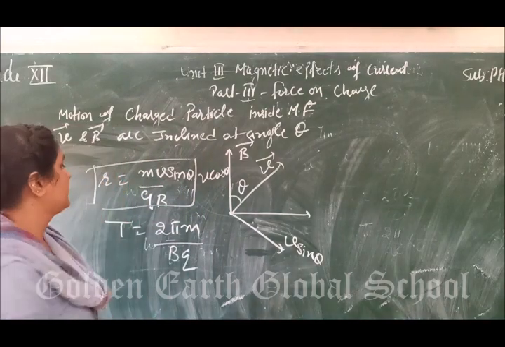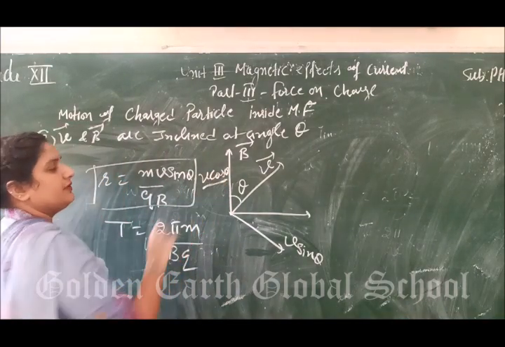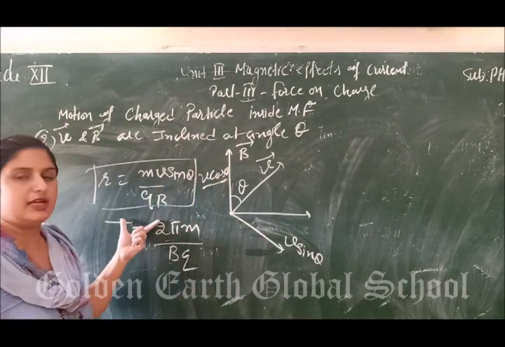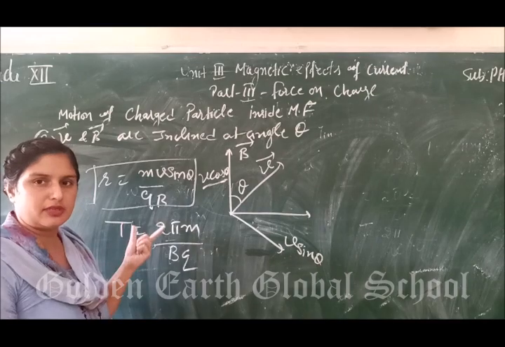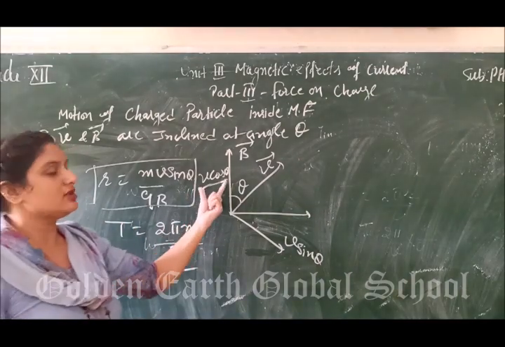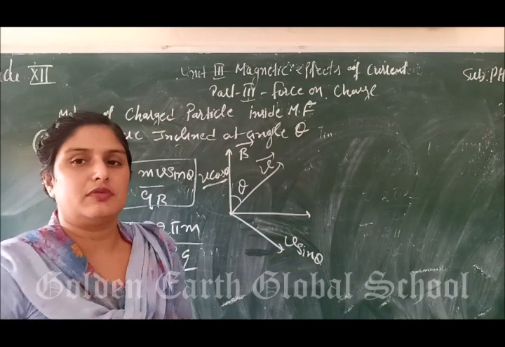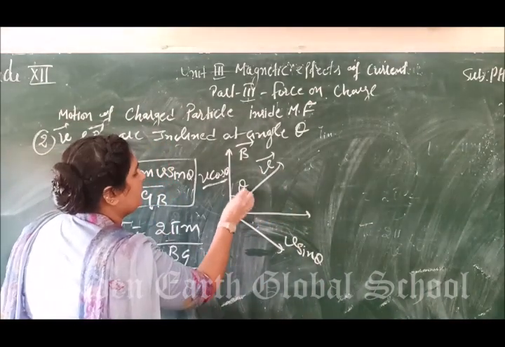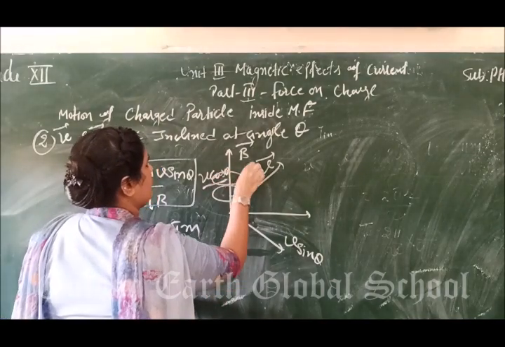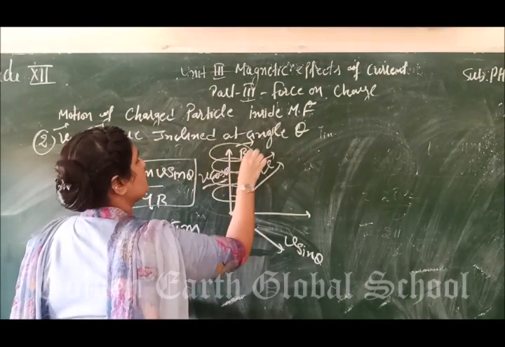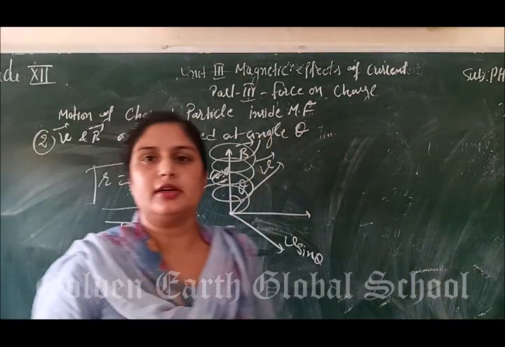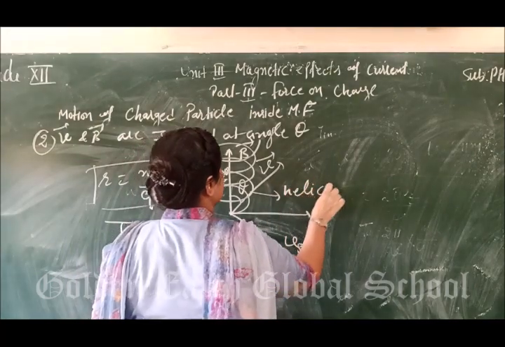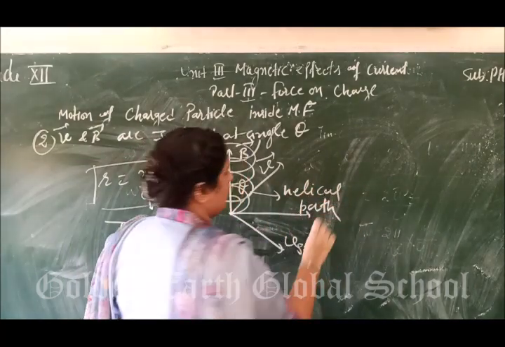Now come to here. There is one component, that is V cos theta, that is acting along B. Due to the V sin theta, the particle is moving in the form of a circular path. But due to the V cos theta, the particle is going to cover some linear distance also. So the path of the particle will be like this. It is moving in a circle, but also it is going to cover some linear displacement. This path is called the helical path.